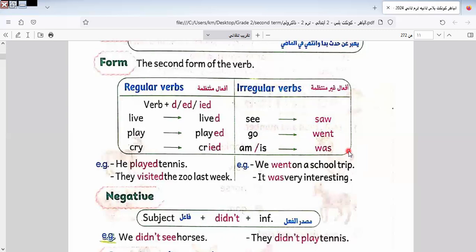Some of you are saying, Miss Iman, where do we find these verbs? In extra books and in textbooks. You can search for them and keep them. Okay, it's not difficult to keep them.